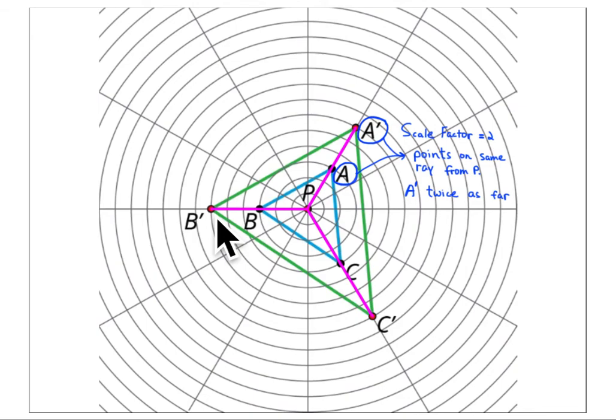So a little review, a little summary on using circle grids, scale factors, and the center of dilation. All right, so that's the summary for lesson 2.